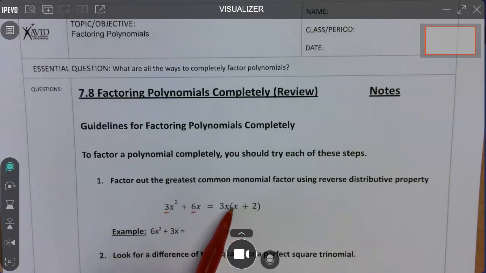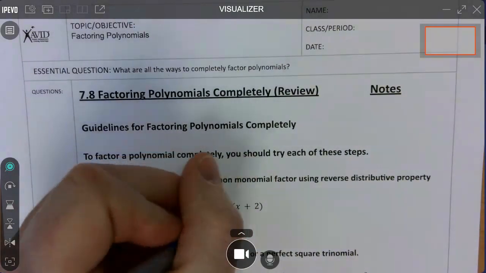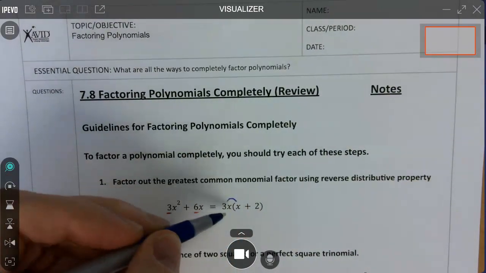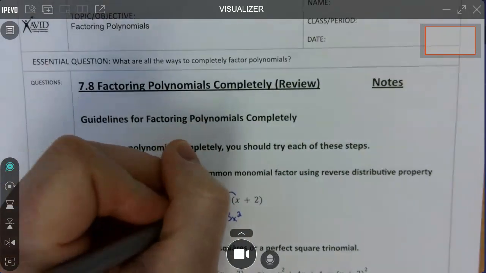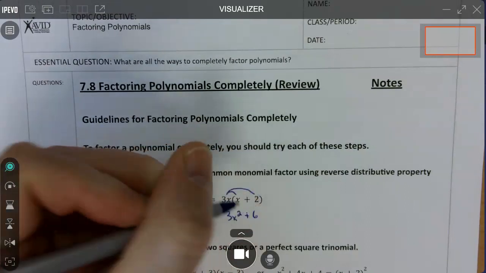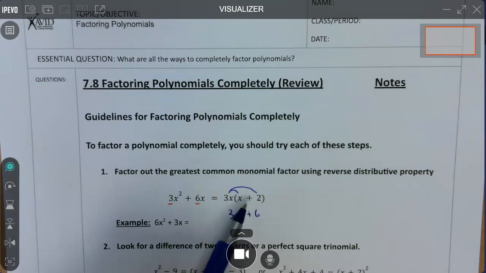What remains on the inside of the parentheses is whatever's left over after I take a 3x out of here and after I factor a 3x out of here. The only thing that still remains from 3x squared if I take out a 3x is an x. And the only thing that remains from 6x if I take out a 3x is a 2. I know this because if I go the other direction and multiply it out, 3x times x is 3x squared, and 3x times 2 is 6x. And of course that gets us right back to where we started.